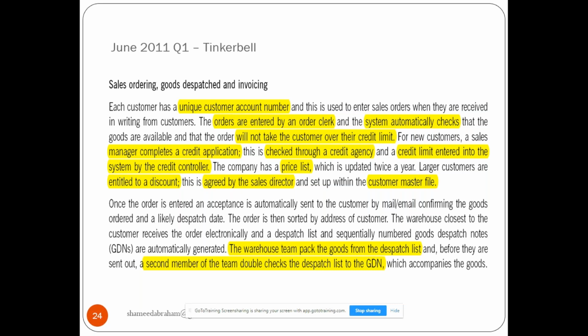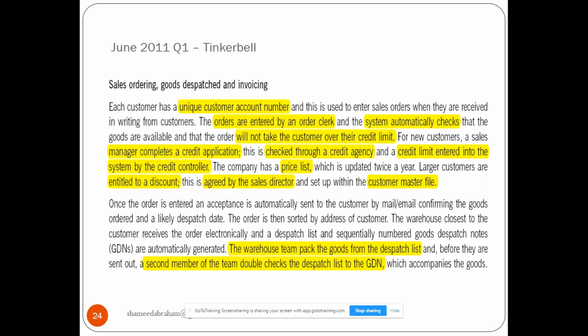So again, we need to be very clear in the exam. What is a control? What is a test of a control? How is it different from a substantive procedure? I have highlighted here all of the controls in this scenario. A unique customer account number. That is, a unique customer account number is a control.